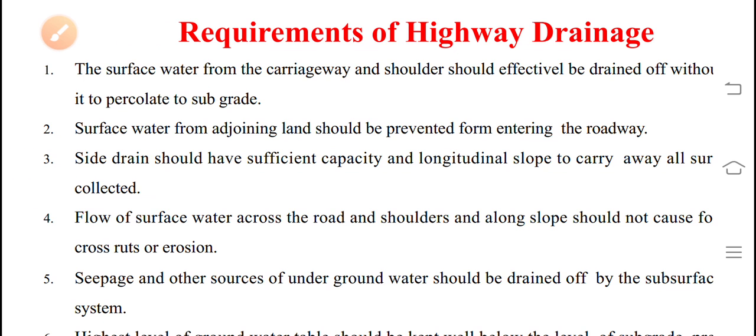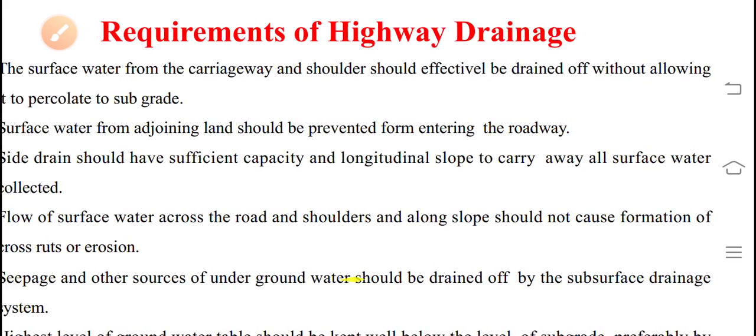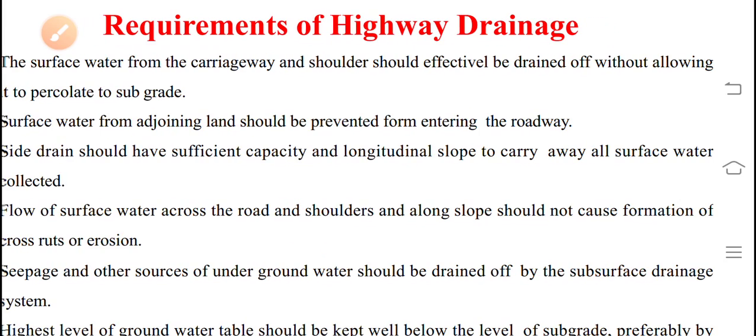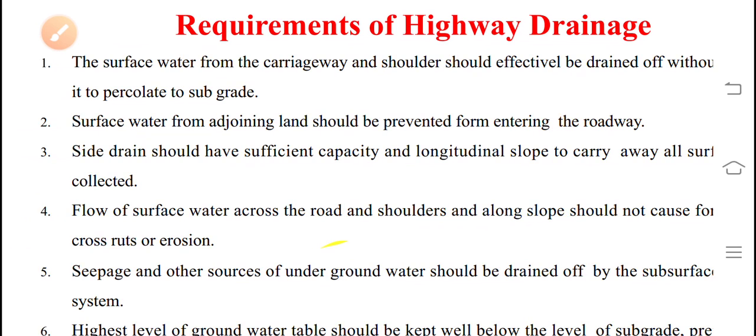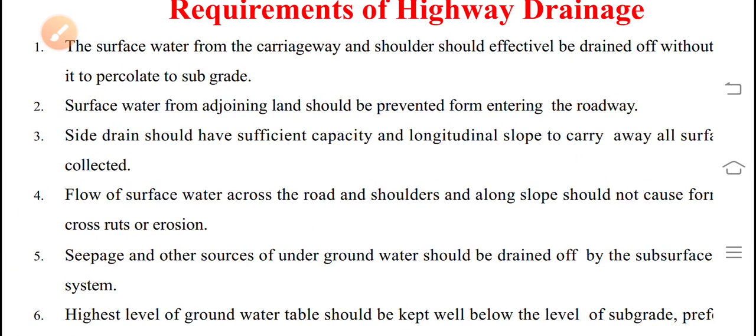Fourth point, flow of surface water across the road and shoulders and along the slope should not cause formation of cross ruts and erosion. If the movement or flow of water becomes vigorous, then naturally it erodes the material or removes the material from position. That should not happen. That's why shoulder as well as road should be kept away from this contact of water from the surface.